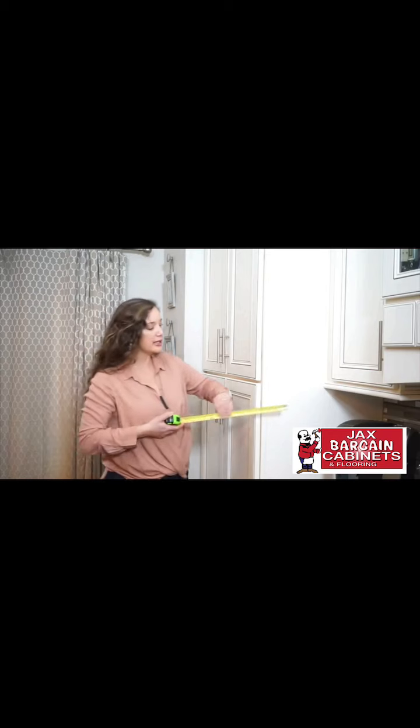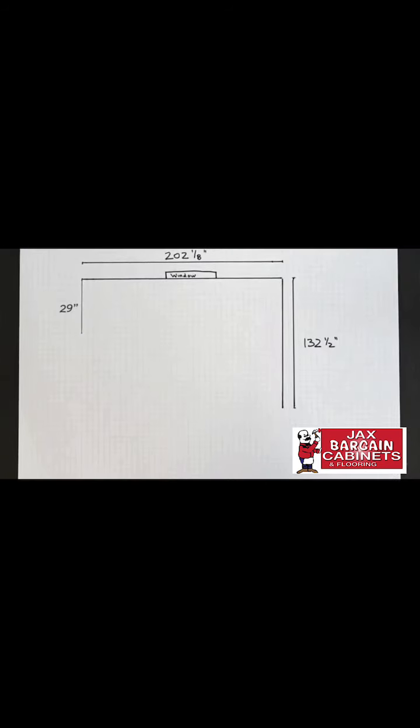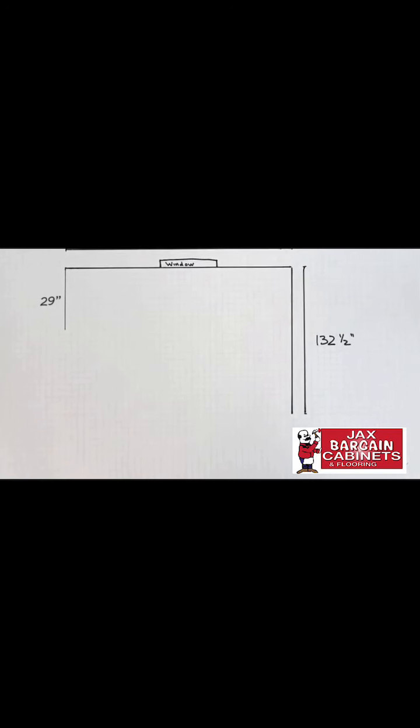Now that we have the overall measurements, we will measure each wall in sections. Since I cannot measure this whole wall, I will measure this section here and then add it to the measurements of the cabinets that I currently have in place. Then I'll include those on my floor plan.